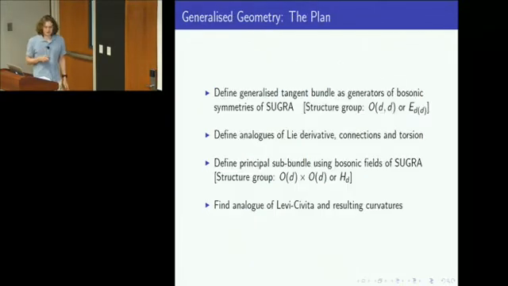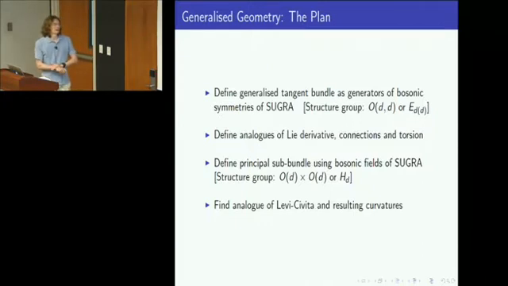So this gives us a plan for how to do the same thing in generalized geometry. We define our generalized tangent bundle so that it matches the generators of the bosonic symmetries of the supergravity, in the same way that vectors generate diffeomorphisms. We'll find that the structure group of this bundle is these groups in the cases of interest. We can then define the analogs of the Lie derivative, the connections, and the torsion on this generalized tangent space.